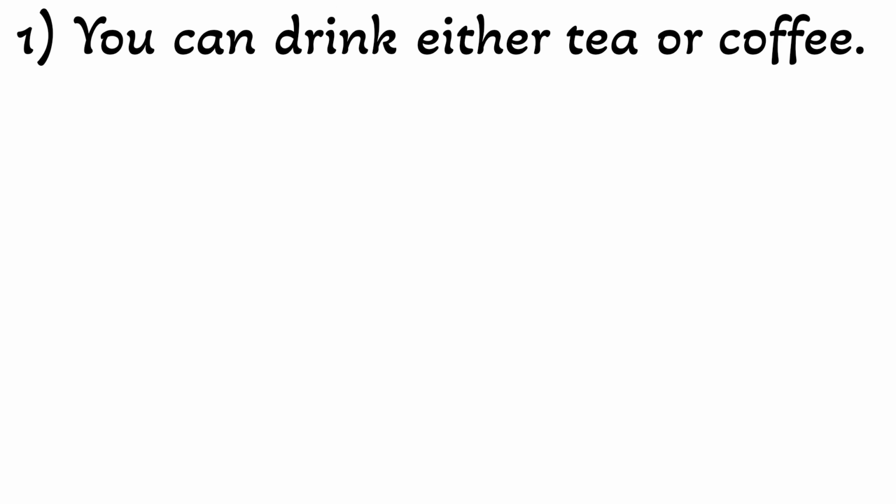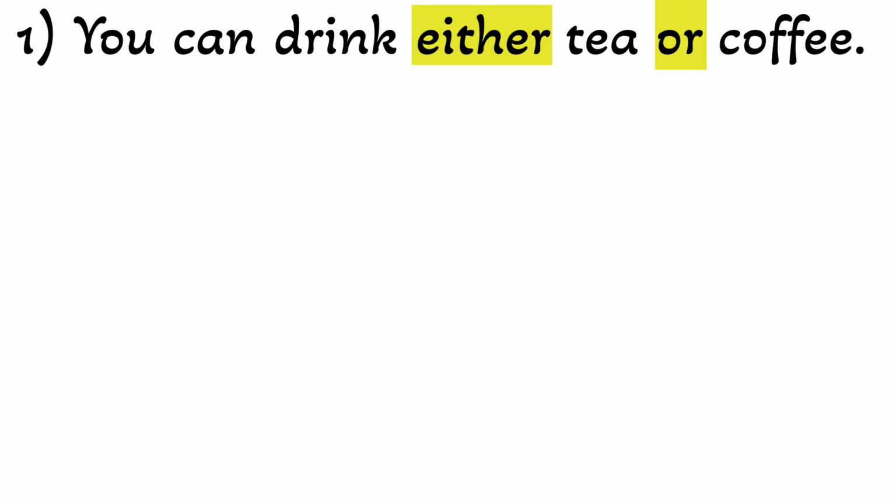नाउ वी सी द एग्जांपल. यू कैन ड्रिंक आइदर टी और कॉफ़ी. इन दिस सेंटेंस यू कैन ड्रिंक आइदर टी और कॉफ़ी. आइदर और, these are the two words joins together, tea and coffee, with either or. It is either or is the correlative conjunctions.